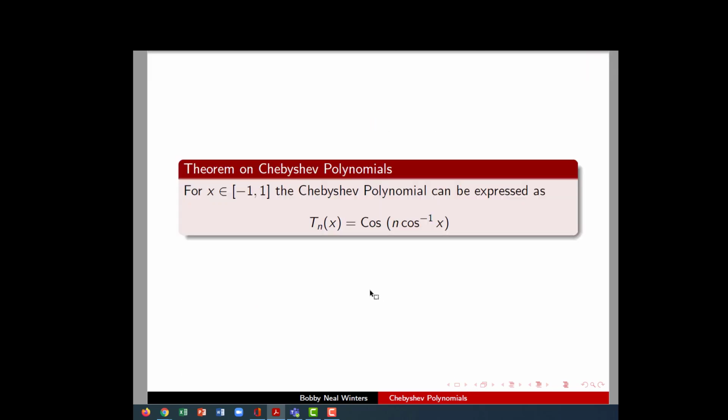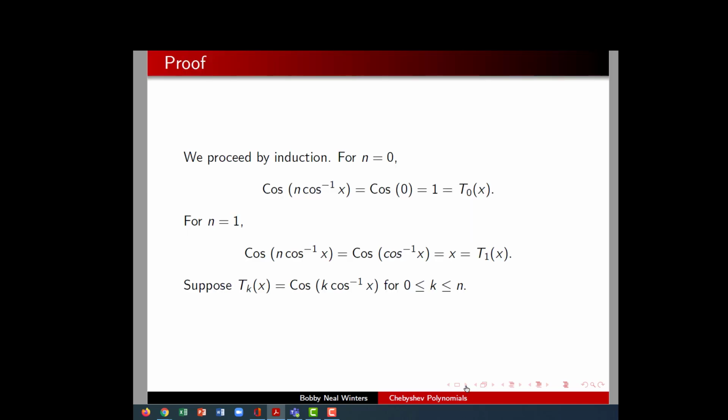Okay, so we have the theorem on Chebychev polynomials, which to me, kind of miraculously, expresses our nth Chebychev polynomial as a formula in terms of trigonometric functions. Now, how cool is that? How do we prove it?